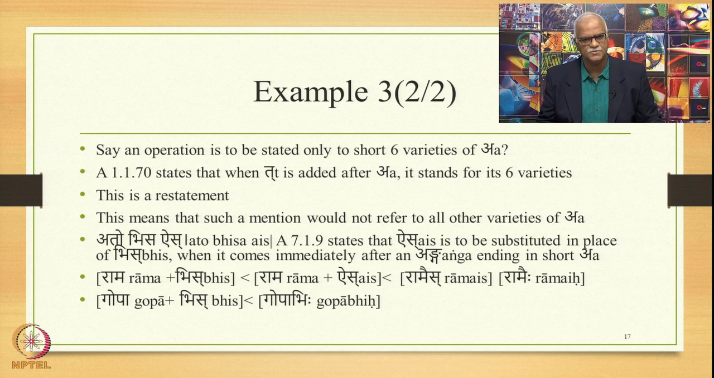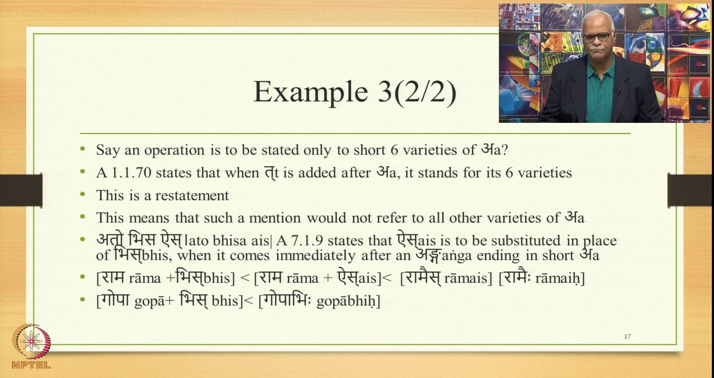Say an operation is to be stated only to short six varieties of a, then what do we do? 1170 states that when the ta is added after a, which means that now we have at. Now this at will indicate that a here stands for only six varieties. So this is a kind of restatement. What this means is that such a mention would not refer to all other varieties of a. This is how it becomes a niyama.